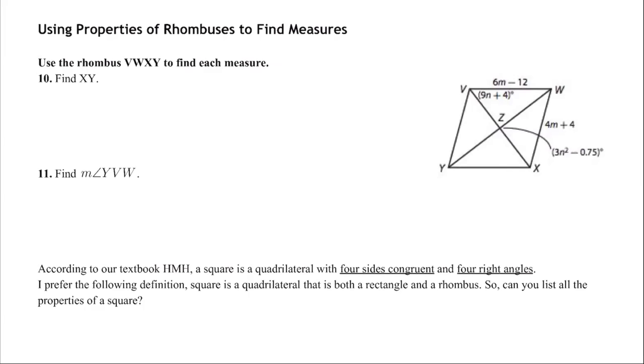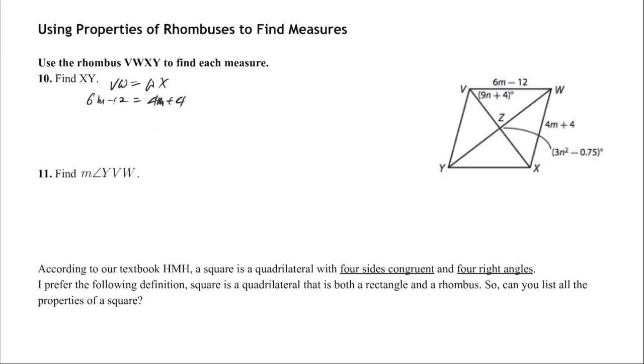Okay. And we know that the quadrilateral VWXY is a rhombus, as given to us. And how do I find XY? Well, we know that all the sides are congruent, right? So because of that, we know that VW is equal to WX. And VW, from the given information, is 6m minus 12, and WX is 4m plus 4.